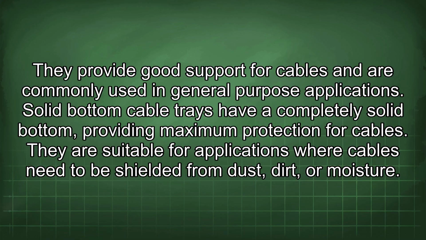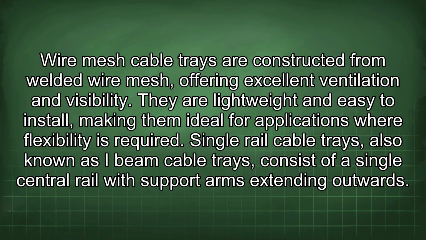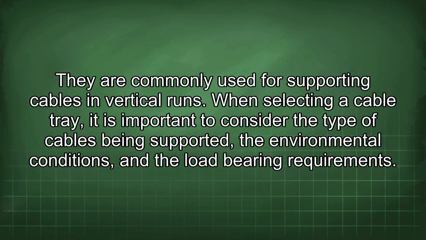Solid bottom cable trays have a completely solid bottom, providing maximum protection for cables. They are suitable for applications where cables need to be shielded from dust, dirt, or moisture. Wire mesh cable trays are constructed from welded wire mesh, offering excellent ventilation and visibility. They are lightweight and easy to install, making them ideal for applications where flexibility is required. Single-rail cable trays, also known as I-beam cable trays, consist of a single central rail with support arms extending outwards. They are commonly used for supporting cables in vertical runs.